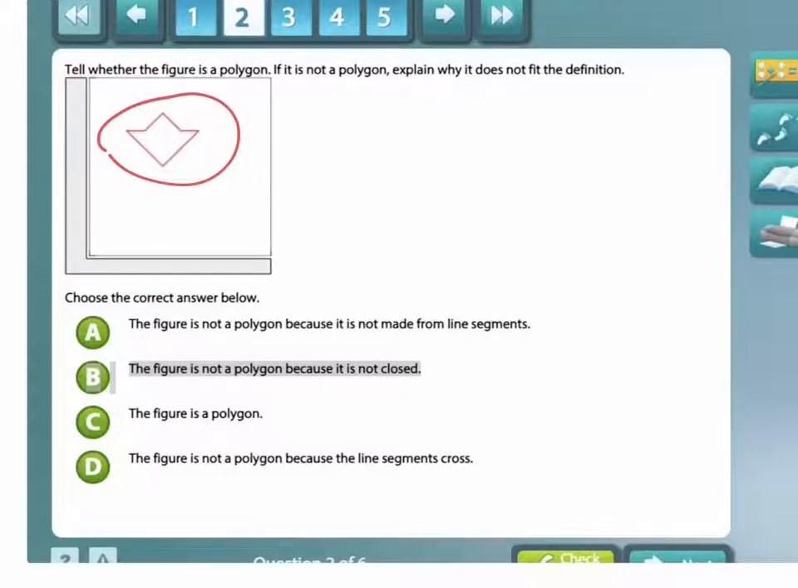The figure is not a polygon. Well, that's not true, because all polygons are made of line segments, so A is not true. The figure is not a polygon because it is not closed. Well, all polygons are closed, so that's not true.